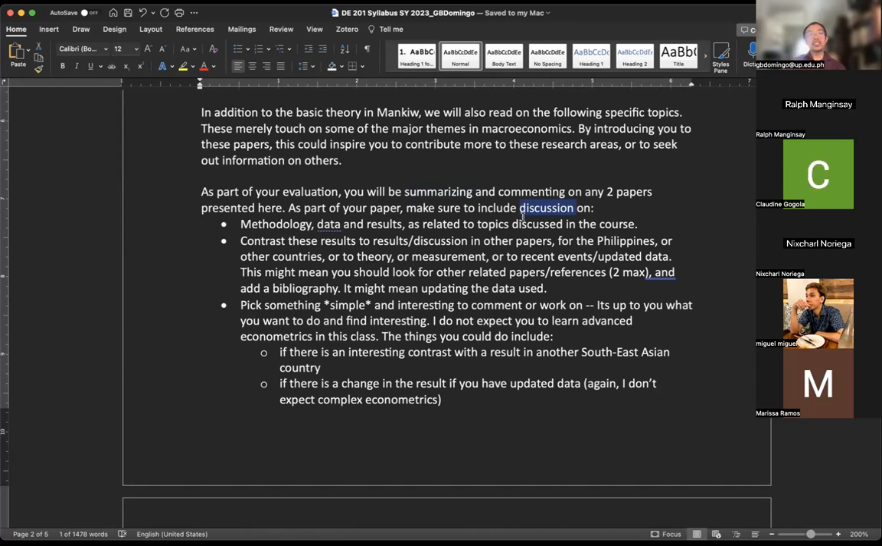Next, what I want you to do actually is contrast these results or discussion to results and discussion in other papers, okay? Or other work regarding the Philippines or other countries, or to theory, or to measurement, or even to recent events and updated data. So some of these are dated, meaning mga 10 years ago plus. So baka gusto nyong gumawa ng bago, right?